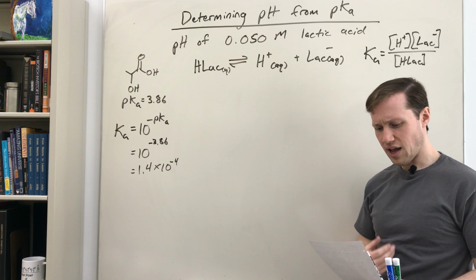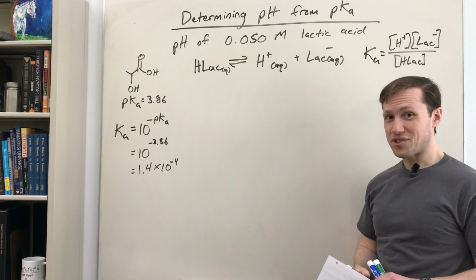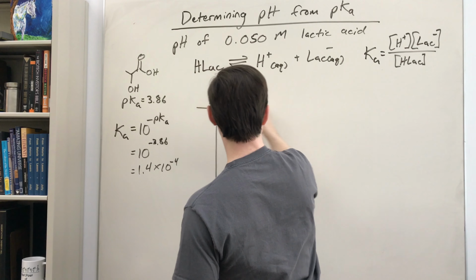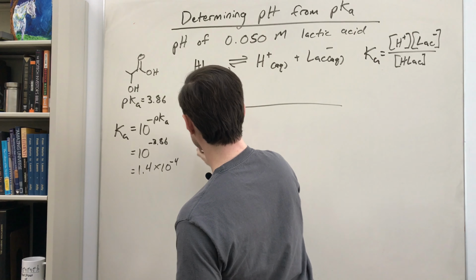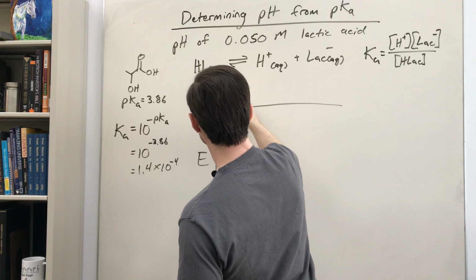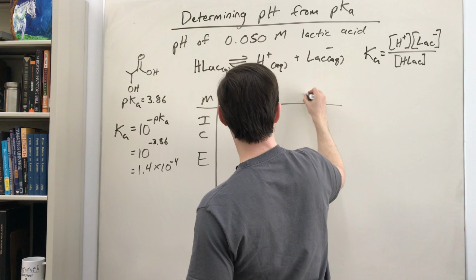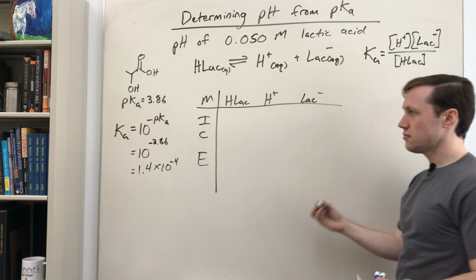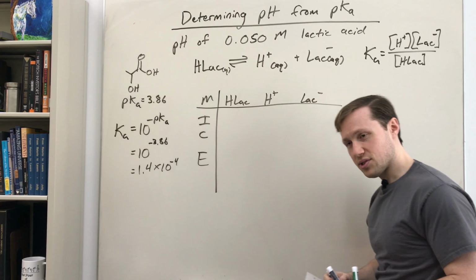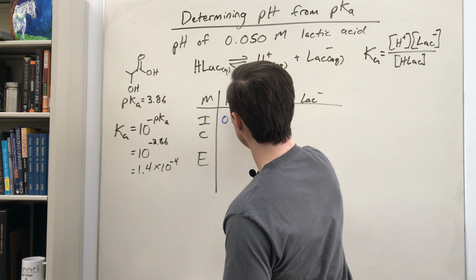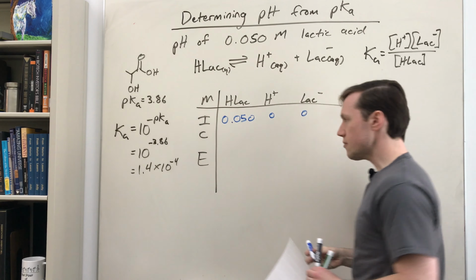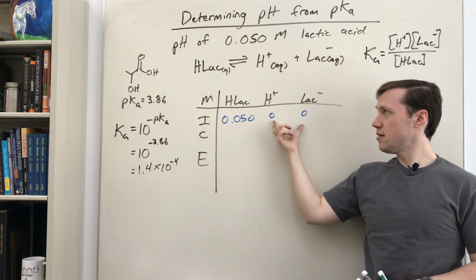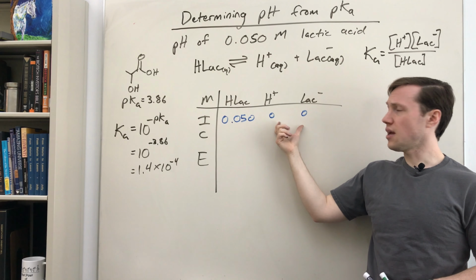What do we want to do to figure this out? Well, I think it's time to set up an ice table. And let's put what we know into this table. Just as was the case last time, we know that at the start we had 0.05 molar lactic acid and no H plus or LAC minus present.